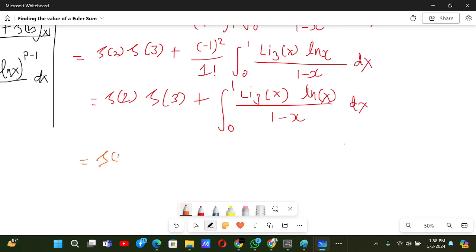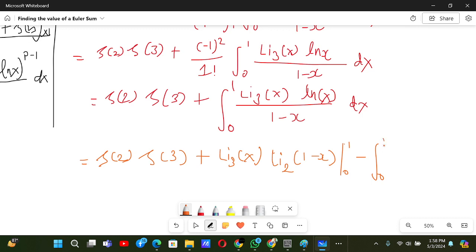Riemann zeta of 2, zeta of 3, plus the integral from 0 to 1. And then we know that if you use integration by parts, first of all let me just write Li3 of x, and then we know that its integral is Li2 of 1 minus x, and this is from 0 to 1, minus the integral from 0 to 1.